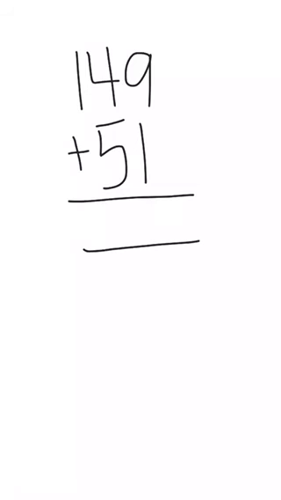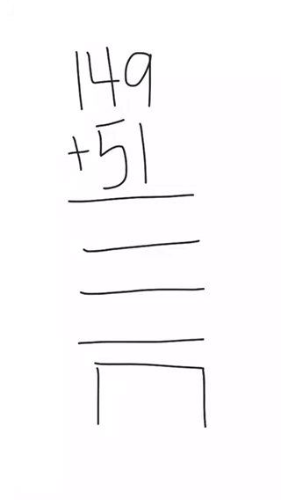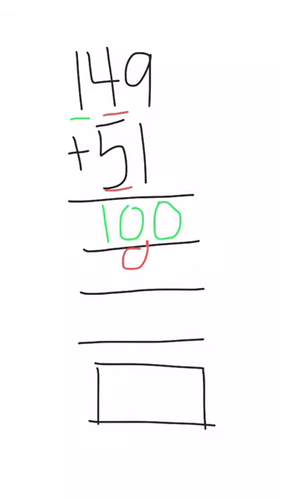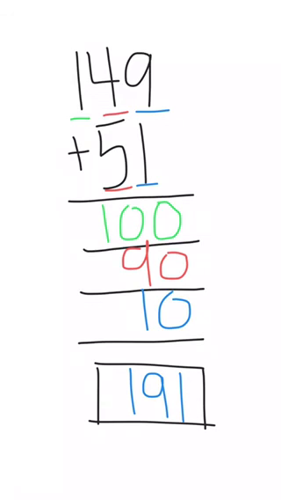They're going to have lines for the hundreds, the tens, the ones, and then the sum or the total. So let's go ahead and look first at the hundreds. There's only 100, and that represents 100. We have 4 tens plus 5 tens, and we know that that equals 9 tens, or 90. And then 9 ones plus 1 one, and that equals 10. So that would be 191. That would be the answer for that.